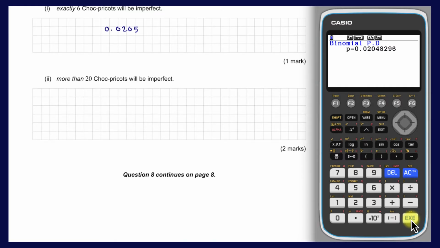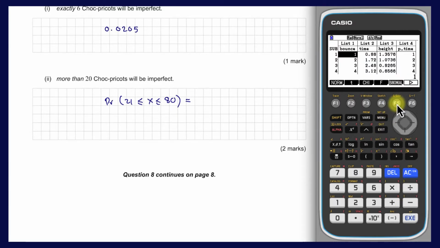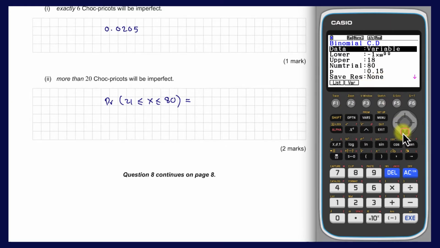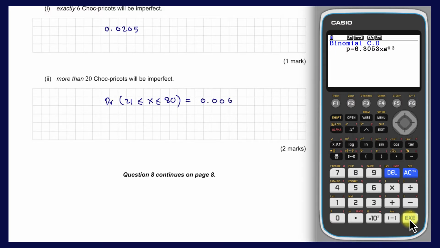Part 2, more than 20 apricots. That means we want the probability of 21 or greater, or between 21 and 80. So the distribution we want is binomial again, but now we want the cumulative distribution, and we want to go down and start our calculation at 21 out of 80. The number of trials and probability haven't changed, so execute that, and we get a small probability, 0.00631.